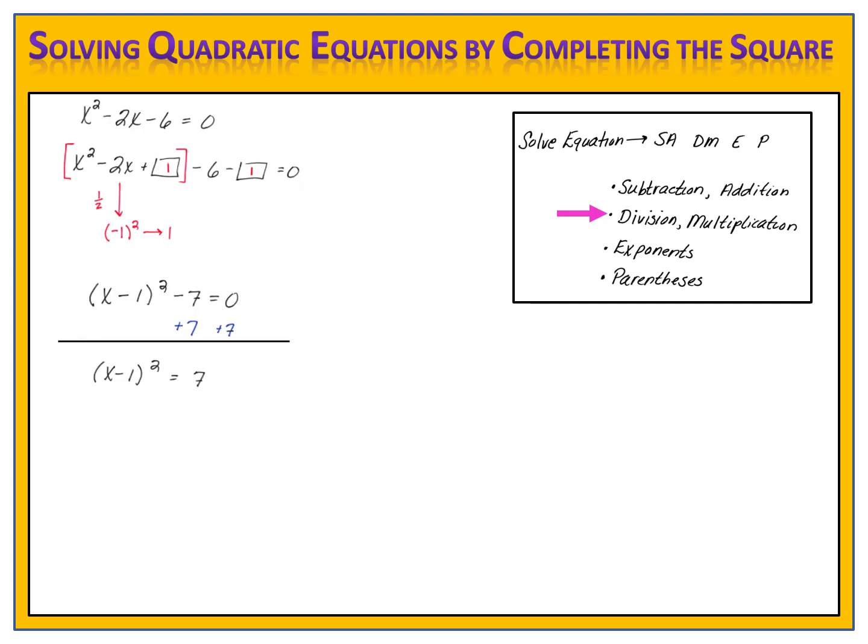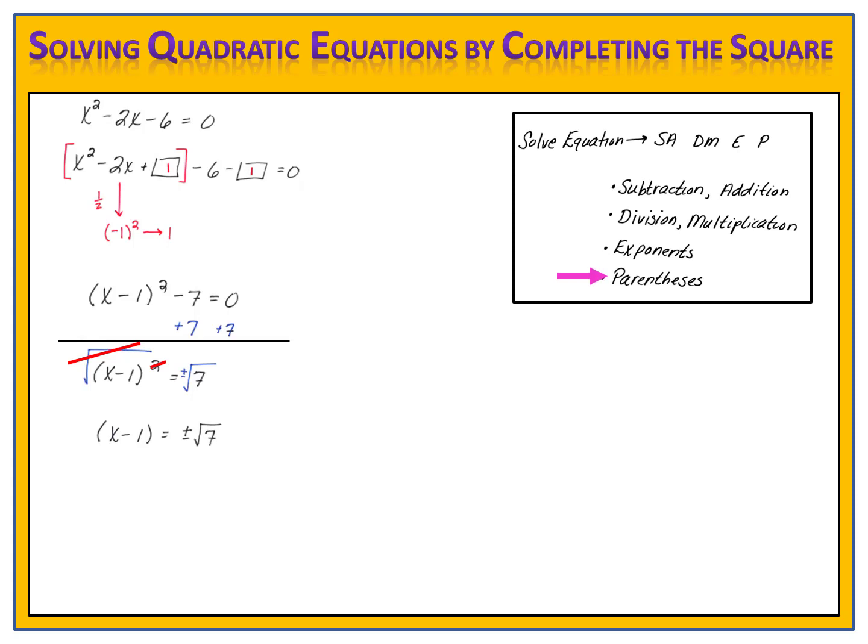The next step is to look for division and multiplication. There is no division or multiplication in this equation, so I move on to the next step of dealing with the exponents. We do have an exponent. We have x minus 1 to the second power. The inverse of squaring is taking the square root, so I take the square root of both sides. On the left, the square and the square root will cancel out. On the right, don't forget the plus or minus in front of the square root of 7. Now I have x minus 1 equals positive or negative square root of 7. The square root of 7 does not simplify, so I'll leave it as it is.